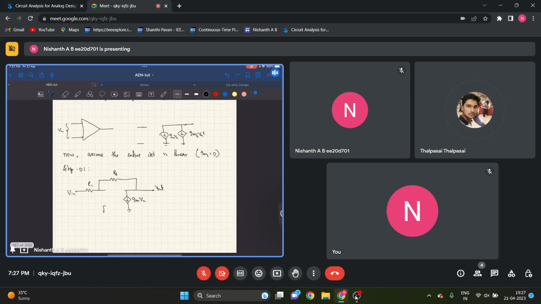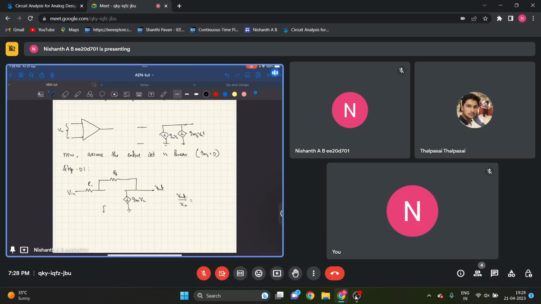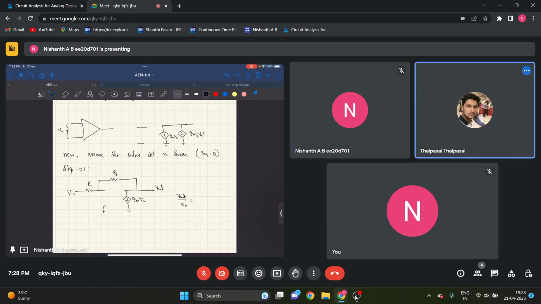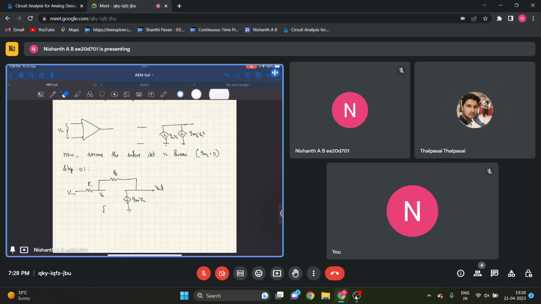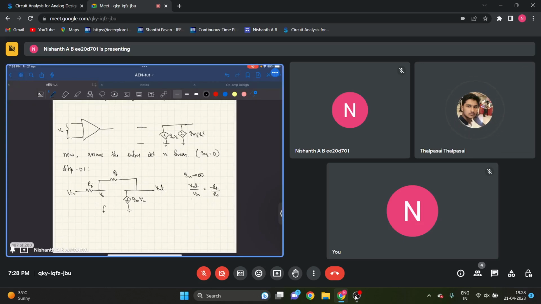Can you tell me what is V out by V in? Yeah, minus R1 by RF, sir. No, Gm is not infinite. Yeah, fine. First we need to find V out minus Vx current. Before writing KCL KVL equations, what do you expect? As Gm tends to infinity, what does V out by V in become? Minus RF by R1, sir. That is ideal. As Gm tends to infinity. This is step 0. What to expect?